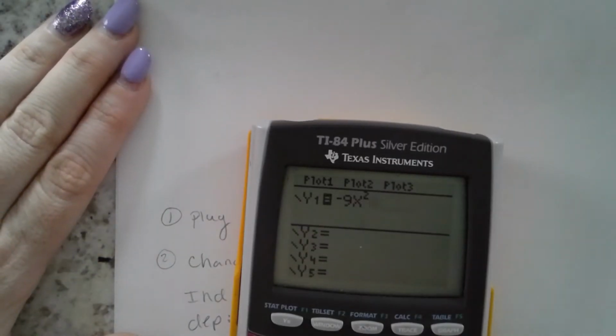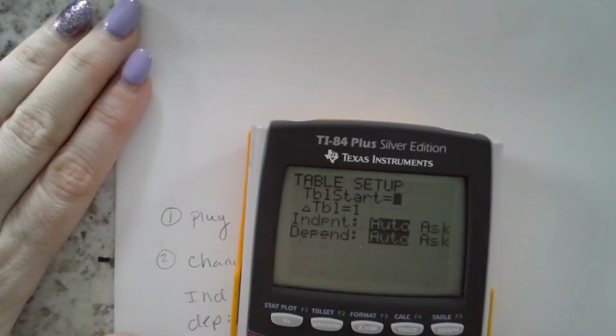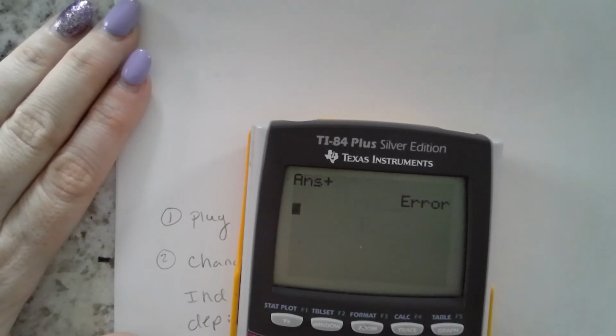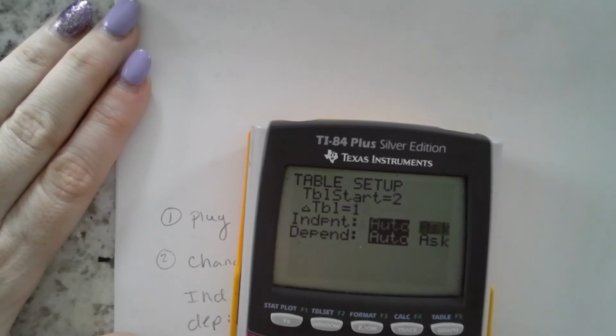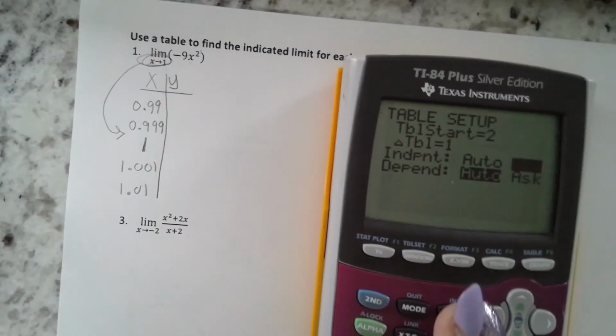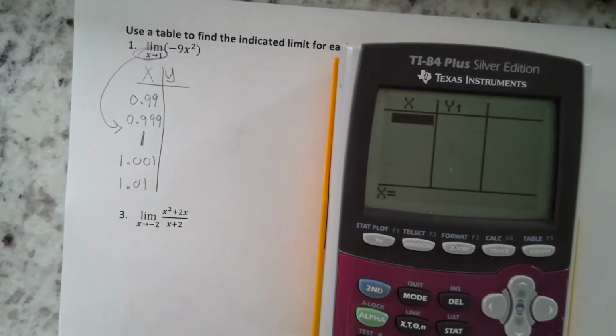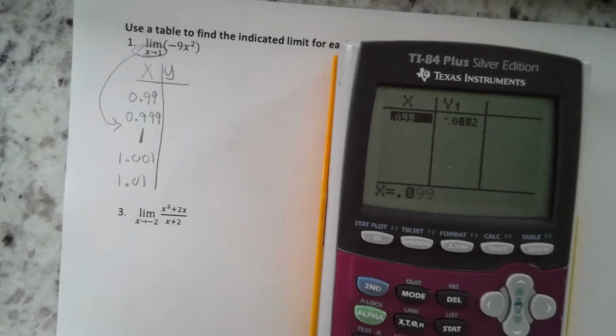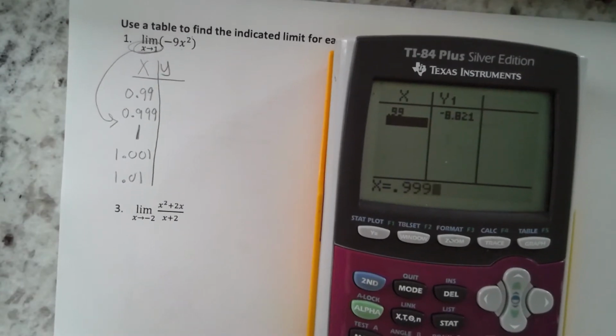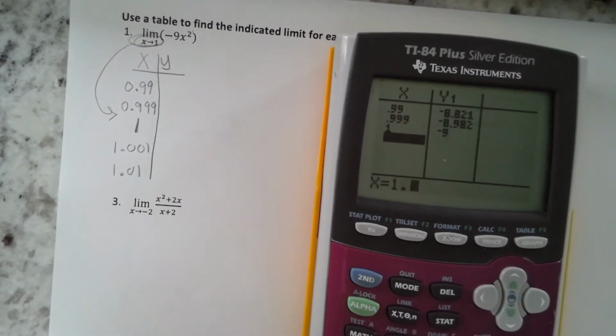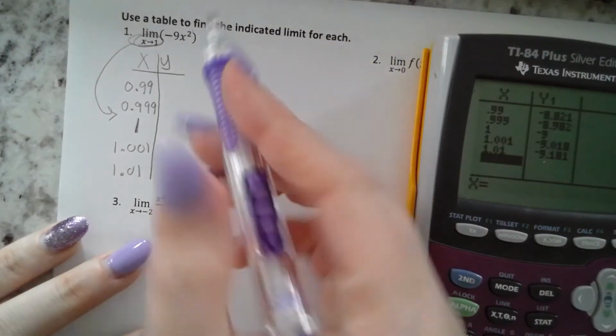So in order to do that, we're going to go to our table set, which is second window, and we're going to change the independent to ask. Doesn't matter what these numbers are, just make sure it changes to ask. So now what we're going to do is we're going to go to our table and we're going to plug these numbers in. So 0.99, 0.999, 1, 1.001, 1.01. Okay, so we have these numbers.